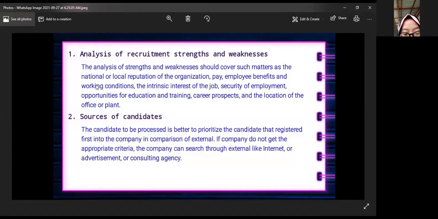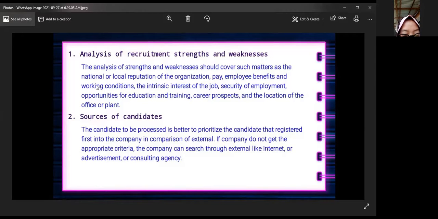So the first point is analysis of recruitment strengths and weaknesses. The analysis of strengths and weaknesses should cover such matters as the national or local reputation of the organization, pay, employee benefits and working conditions, the intrinsic interest of the job, security of employment, opportunities for education and training, career prospects, and the location of the office.